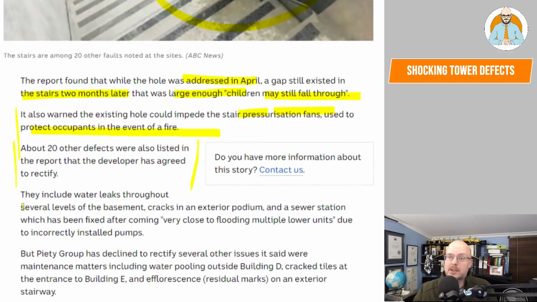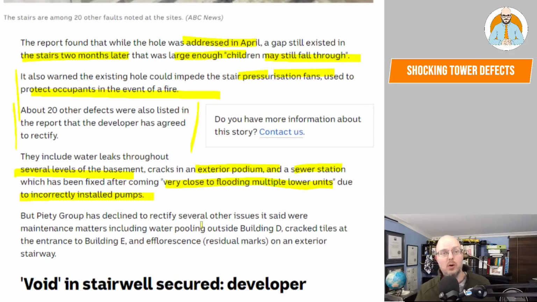They included water leaks throughout several levels of the basement, cracking in an exterior podium, and a sewer station which has been fixed after coming very close to flooding multiple lower units due to incorrectly installed pumps. And all this is telling you guys, don't buy off the plan, number one. Okay, seriously. And wait till the defects liability period has been proven to actually have a builder that's coming back, have a body corporate that's willing to put the pressure on the developer.